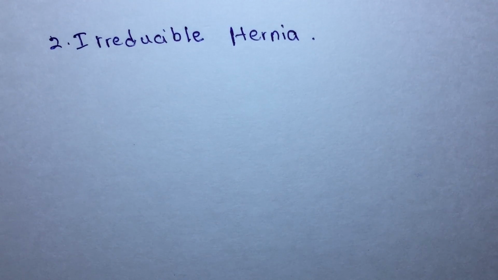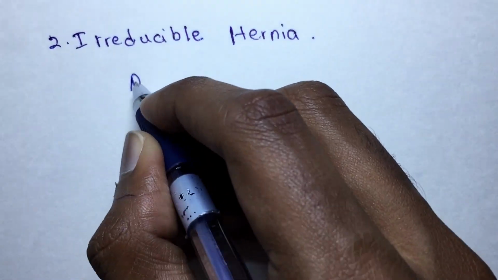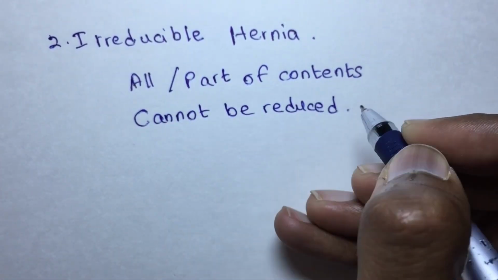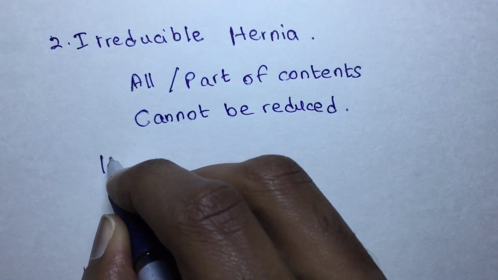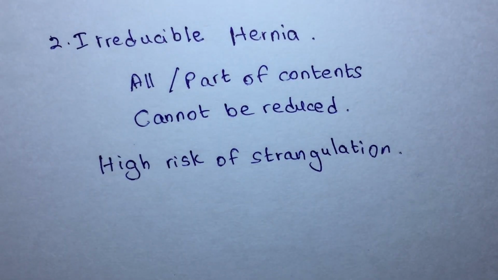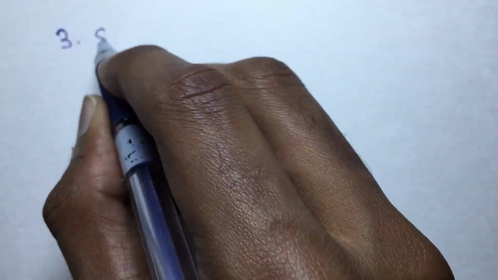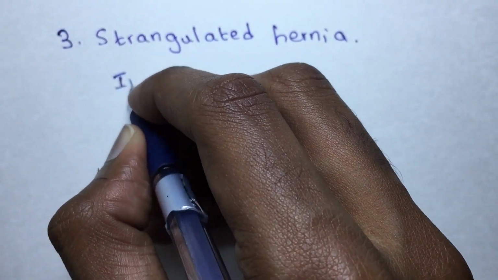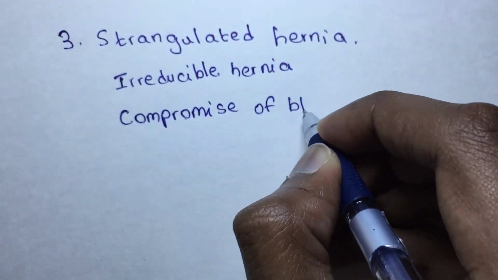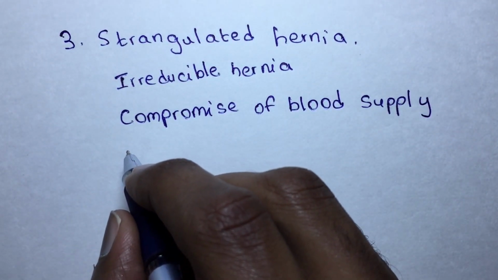Irreducible hernia. All or part of the contents of this hernia cannot be reduced. This type of hernia has a high risk of strangulation. The causes of irreducible hernia are narrow neck, overcrowding, and adhesions. Strangulated hernia is an irreducible hernia with compromise of the blood supply. This is the most serious complication of hernia.